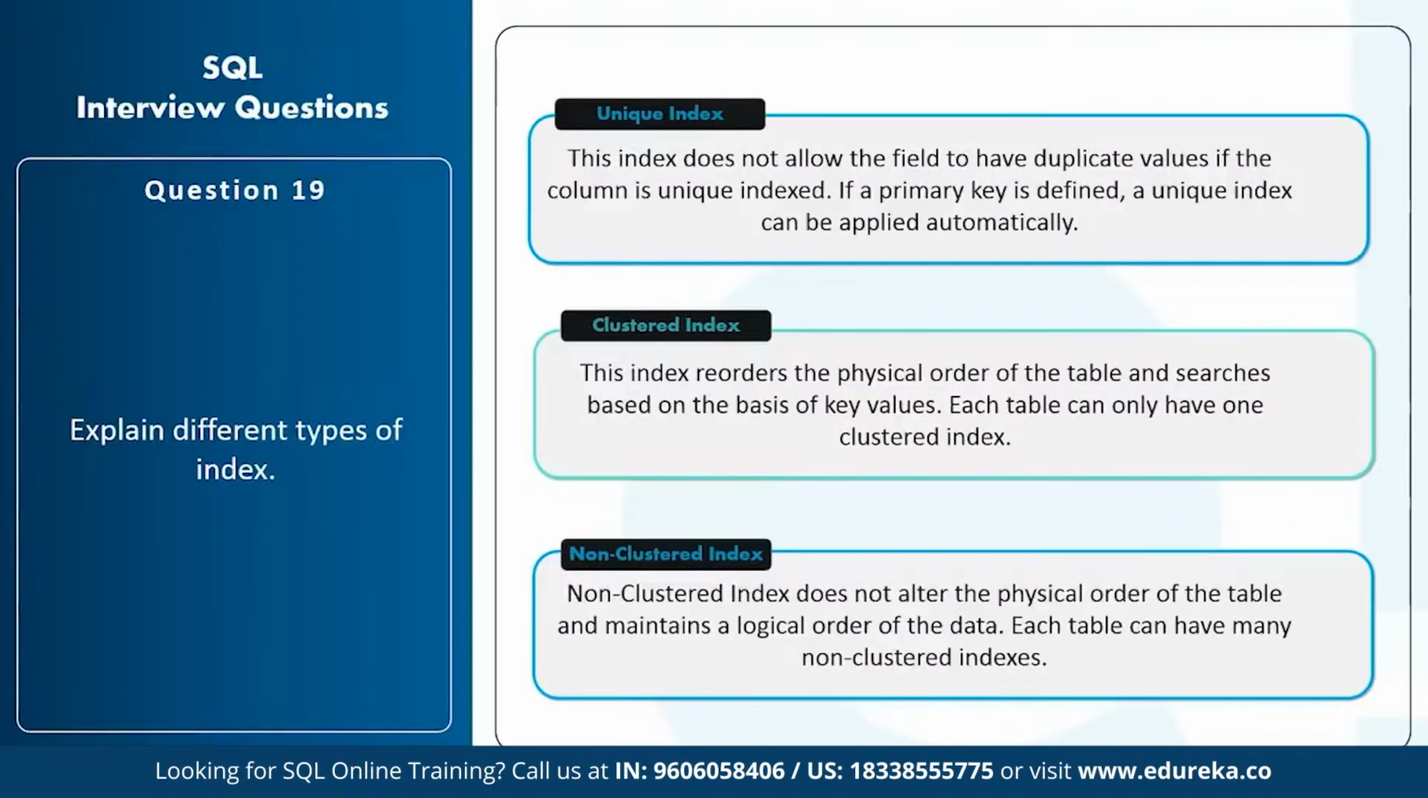Coming to the third type of index, that is the non-clustered index. The non-clustered index does not alter the physical order of the table and maintains a logical order of the data. Each table can have many non-clustered indexes, right? So basically, guys, there are three types of indexes that you need to explain: the unique, the clustered, and the non-clustered index.